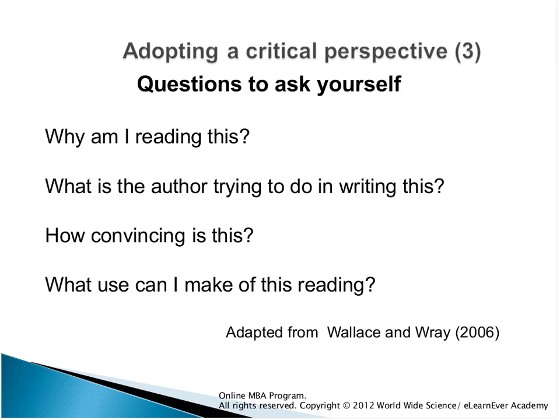Okay, adopting a critical perspective, number 3, questions to ask yourself. So when you read the article, you should ask yourself, why am I reading this? What is the author trying to do in writing this? How convincing is this? And what use can I make of this reading? Again, this slide talks about that. When you read and when you do the research, you should focus on these 4 questions. Also, you can put these questions on the first paper that I asked you to attach to your article when you read. And then when you map, you can answer these questions.